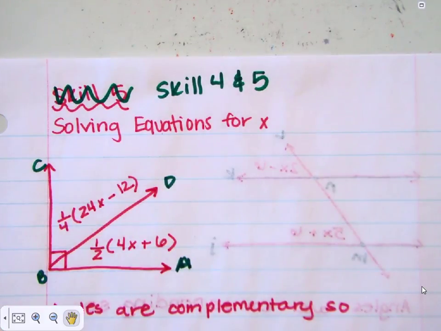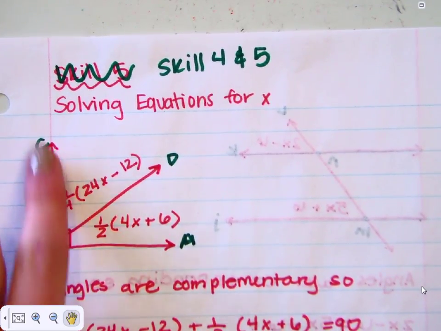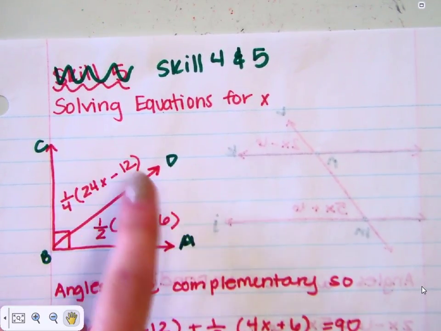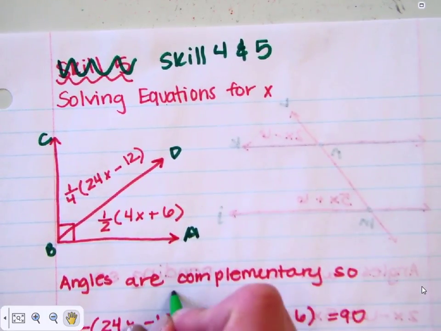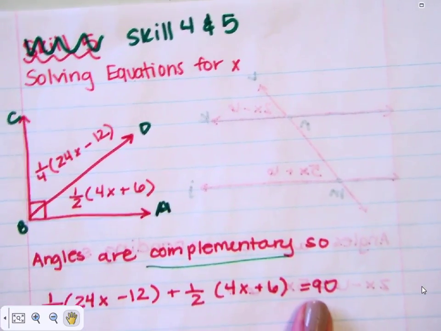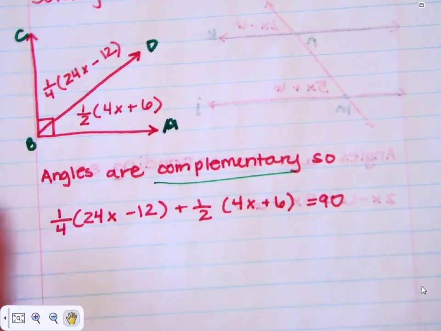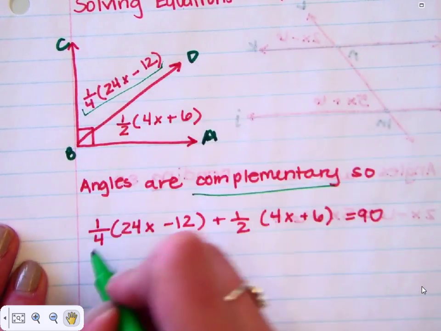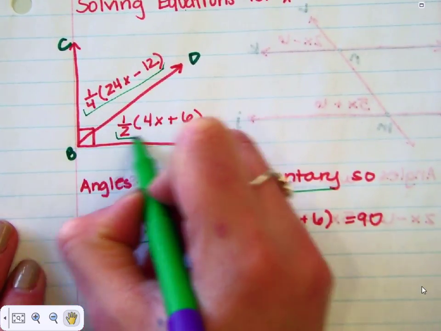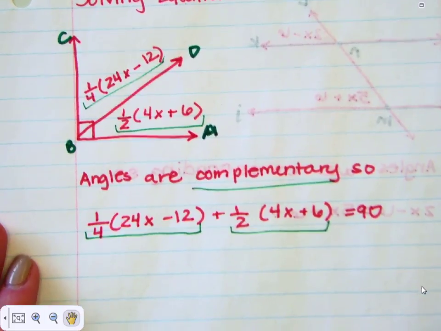So if you look at this problem right here, you notice that this is a right angle. And if this angle is split into two, we know these angles are complementary, which is one of our vocab words. They add to be 90 degrees. So that means I can set them up. I know this angle plus this angle equals 90 degrees. So if I'm given the measure of these angles, I can set up this equation. All I did was take this angle, put it here, and took this angle and put it here, and then I added them to be 90 degrees. Now all I gotta do is solve it.